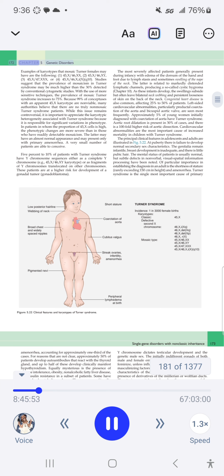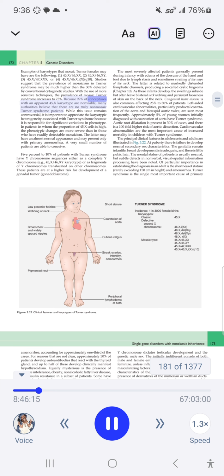Chapter 5. Genetic disorders. Examples of karyotypes that mosaic Turner females may have are the following: 1, 45,X/46,XX, 2, 45,X/46,XY, or 3, 45,X/47,XXX. Studies suggest that the prevalence of mosaicism in Turner syndrome may be much higher than the 30% detected by conventional cytogenetic studies. With the use of more sensitive techniques, the prevalence of mosaic Turner syndrome increases to 75%.